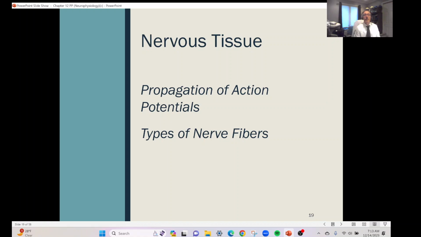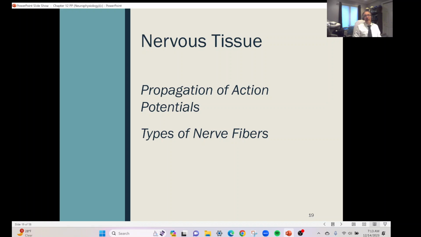In this lesson, we'll take a look at how the action potential travels down the axon. In our previous lesson, we took a look at how the potential was generated. Now we want to see how it travels, and this is known as the propagation of action potentials. We'll finish up the lesson by taking a look at different types of axons.